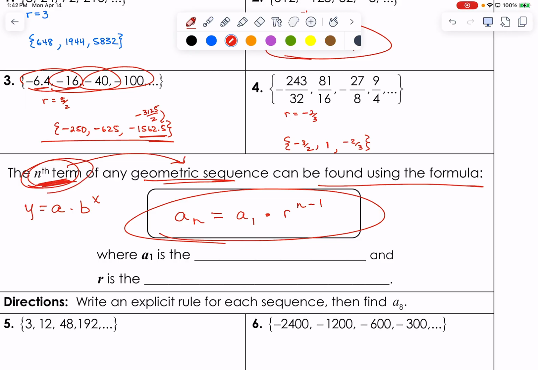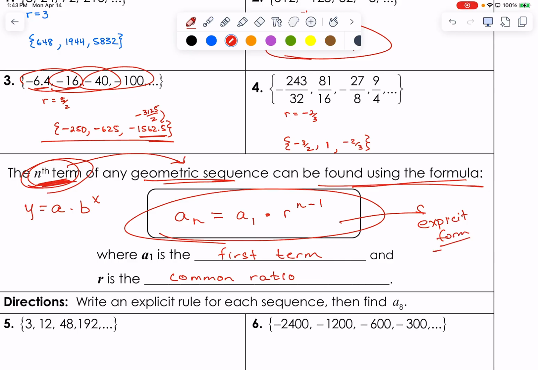506. The nth term of a geometric sequence can be found using the following. a sub n equals a sub 1 times r to the n minus 1, where a sub 1 is the first term and r is the common ratio. Now, this is the explicit form. This is the cheat for the explicit form, not the recursive.